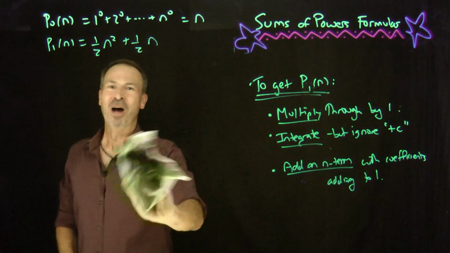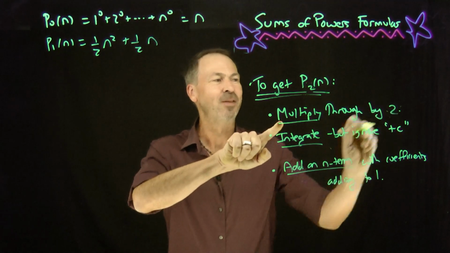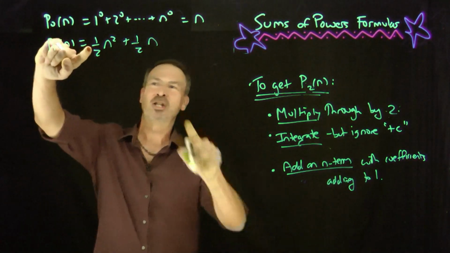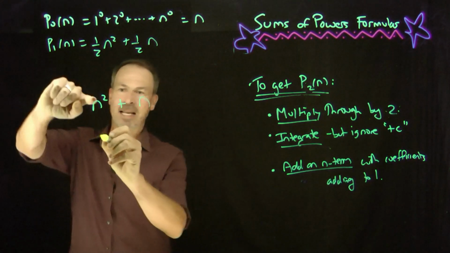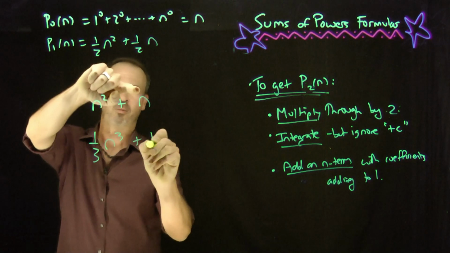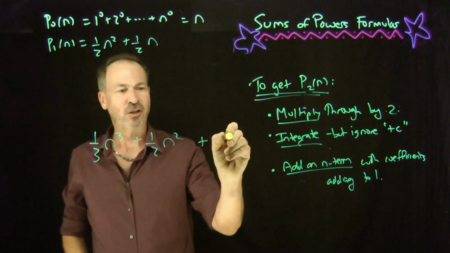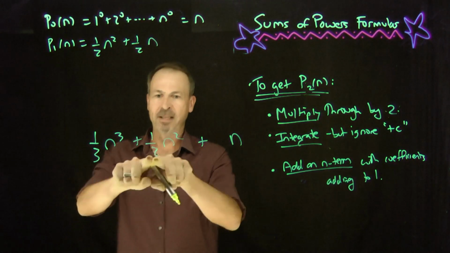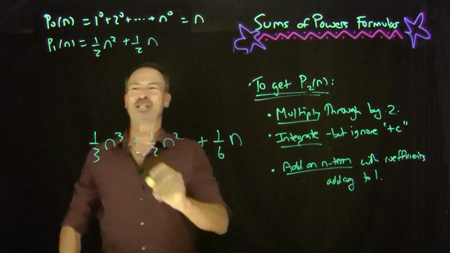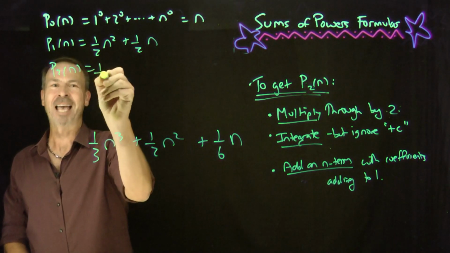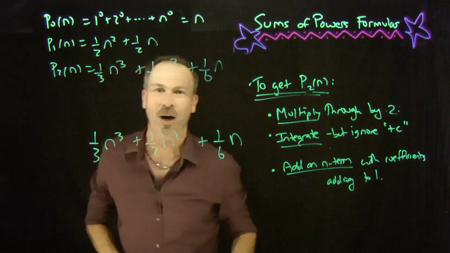Whoa. All right, now I've got that formula. To go from P1 to P2, multiply through by 2 this time. Let me do it. Multiply by 2, so I get n squared plus n. Integrate. That's going to give me 1/3 n cubed plus 1/2 n squared. Great. Then add an n term, so the coefficients add up to 1. 1/3 plus 1/2, that's 5/6. I guess I need 1/6 of n. And there's your formula for P2 of n. That is actually correct. It's what we got before. Whoa, wowza, crazy, wild, and wacky.